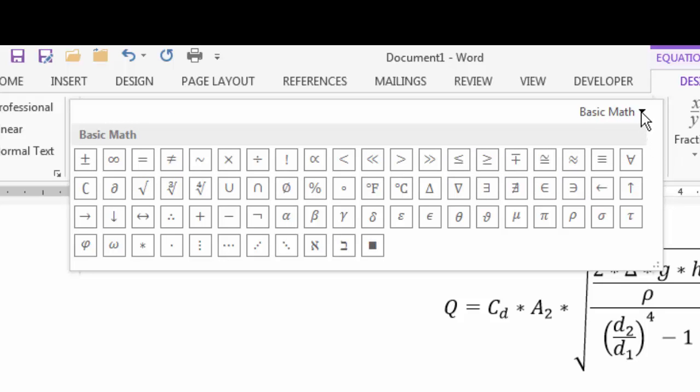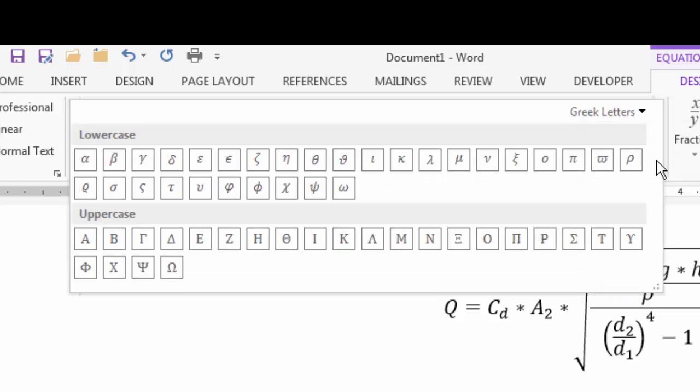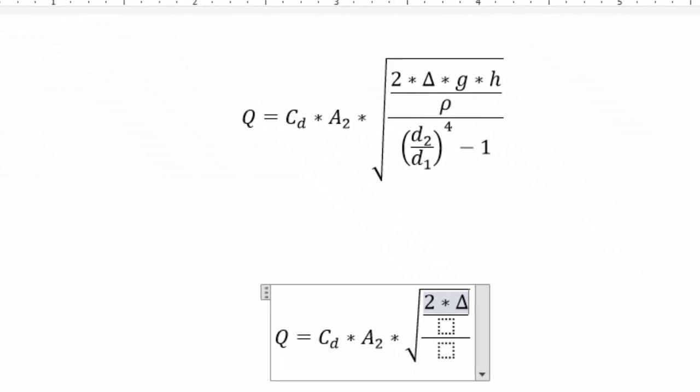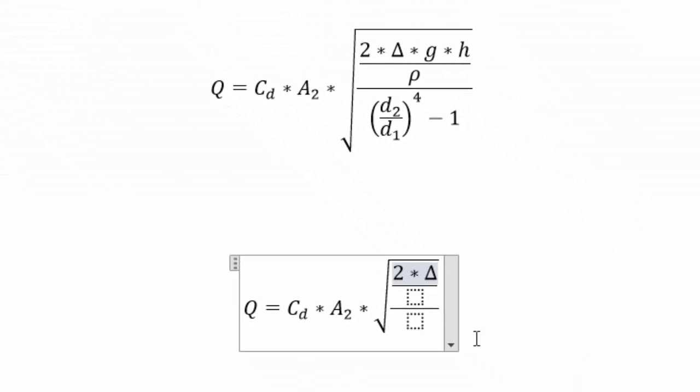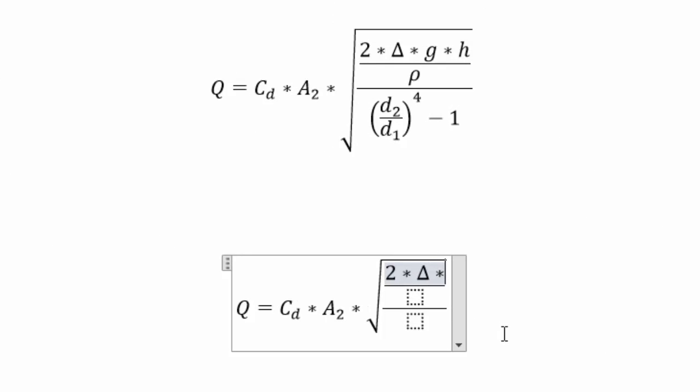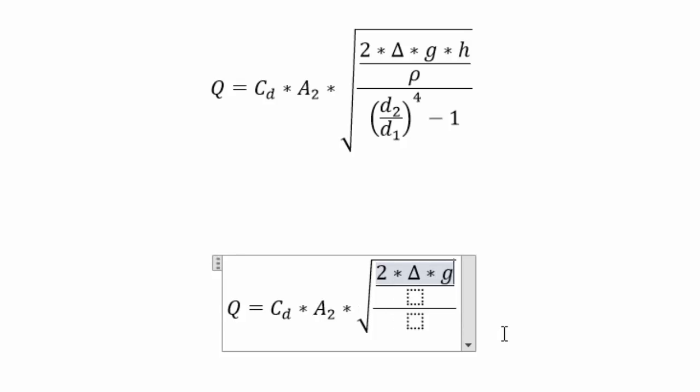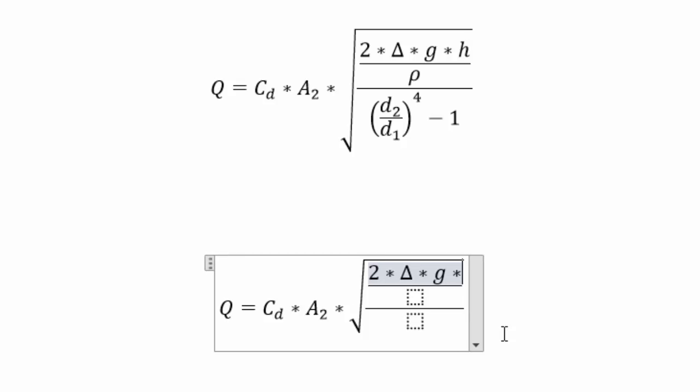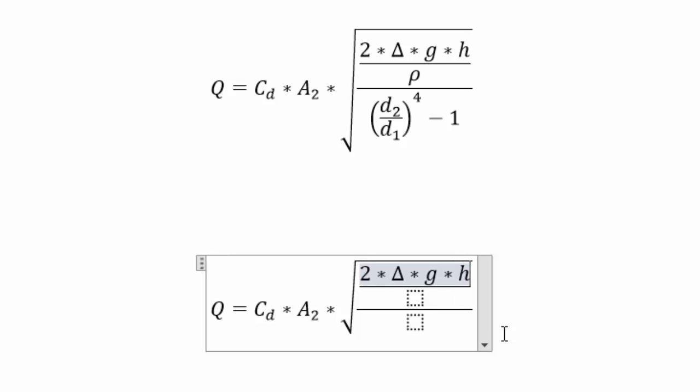I could probably use that, but what I'm going to do is go to More. I'm going to switch this to the Greek letters. And then I'm going to come over where it actually says delta, and I'm going to click on delta. And delta gets added to my equation. Then I'm going to do an asterisk for multiplication, little g, an asterisk, little h. And there's my numerator.